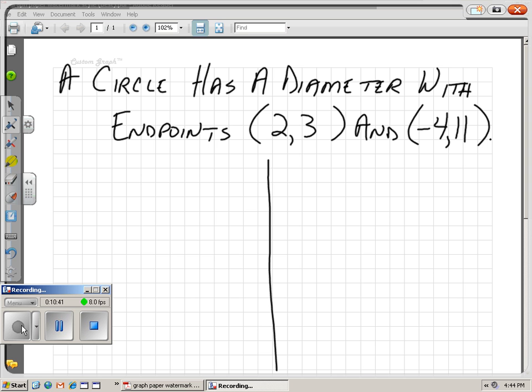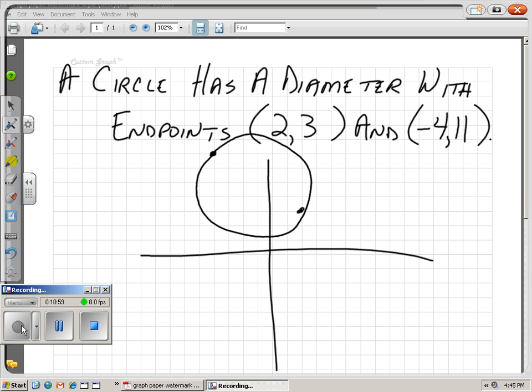Well, let's just get a visual of what we're dealing with. This is not drawn to scale, so 2, 3 is going to be right about there, and negative 4, 11, negative 4, that's going to be 4 steps to the left and 11 up. Now again, this isn't drawn to scale because I didn't leave enough room. But they're talking about a circle that goes through those 2 points and has that as a diameter. So they're going to have a center here in between those 2 points. And you have to figure out how to find what you need to write an equation. Remember, what we need to write an equation, we need the center and we need the radius.